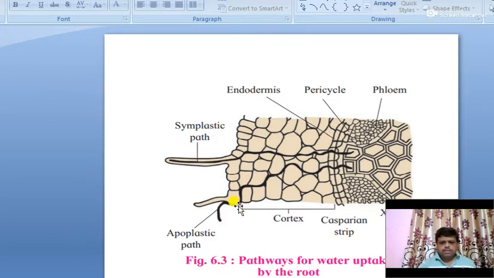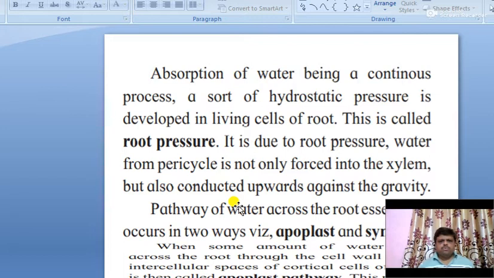Let us see one more point, that is the paths are divided into apoplast and the symplast. Let us see what is apoplast. When some amount of water passes across the root through the cell wall and the intercellular spaces of the cortical cells of the root, it is then called the apoplast pathway. This pathway occurs up to the endodermis.